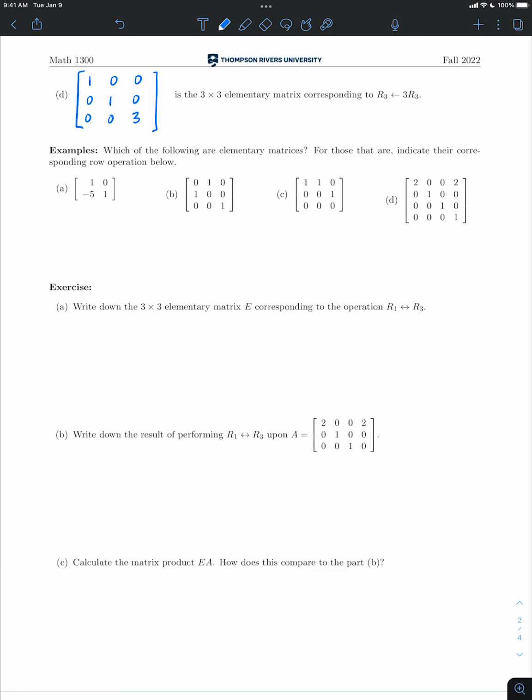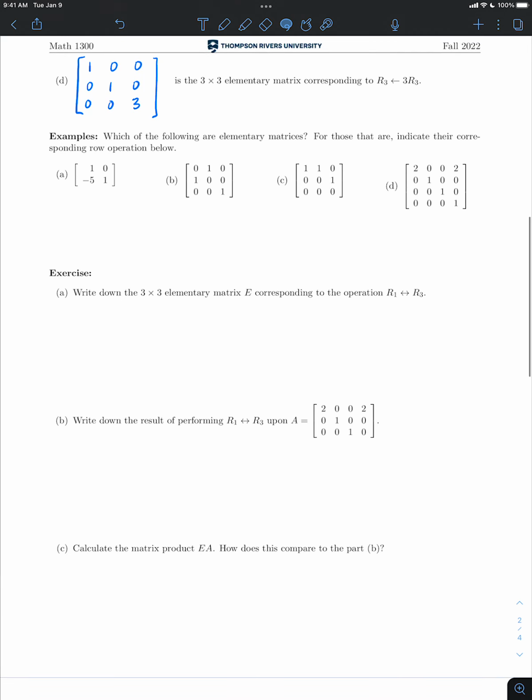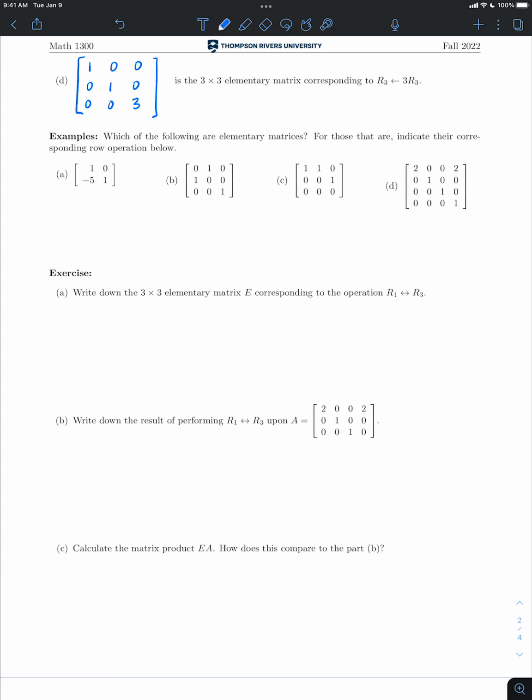Okay, so here's 4 matrices, and we're not actually told which ones are elementary and which ones aren't. And actually, every example we've seen in this section, A, B, C, and D, were all elementary, but maybe not all of these ones are. Some of them might be elementary matrices, but some of them might not be. And we're asked to determine which ones are, and then for the ones that are, figure out what the corresponding row operation is. So this one, part A, is elementary.